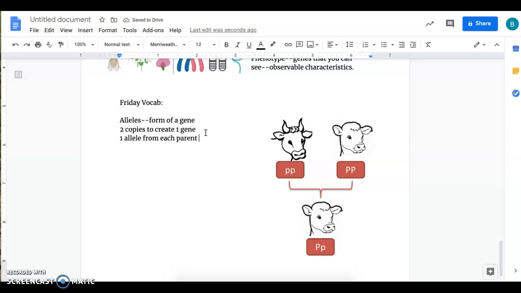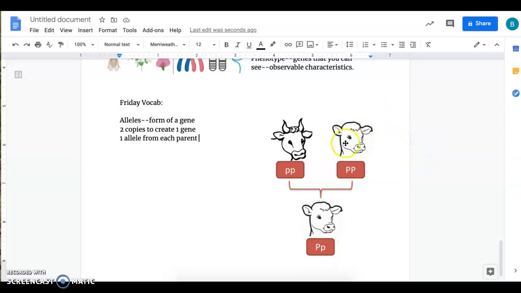So when you are first made, you get half your information, half your DNA from your mom, half from your dad. For this specific example, for these cows, the horns, they are what we're going to call recessive. So if you were to select a letter from here to be passed on, the only one that you could pick would be a little p because it doesn't have any big ones. Okay, so this cow is going to pass on 1 p, which we see here.